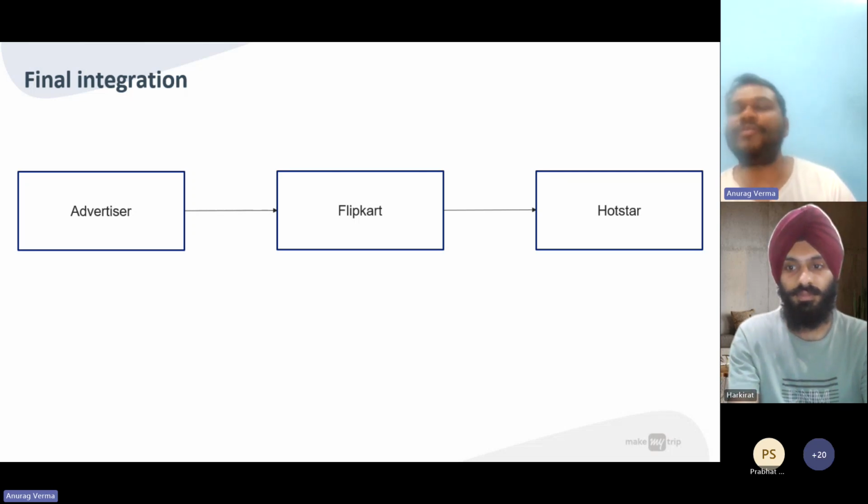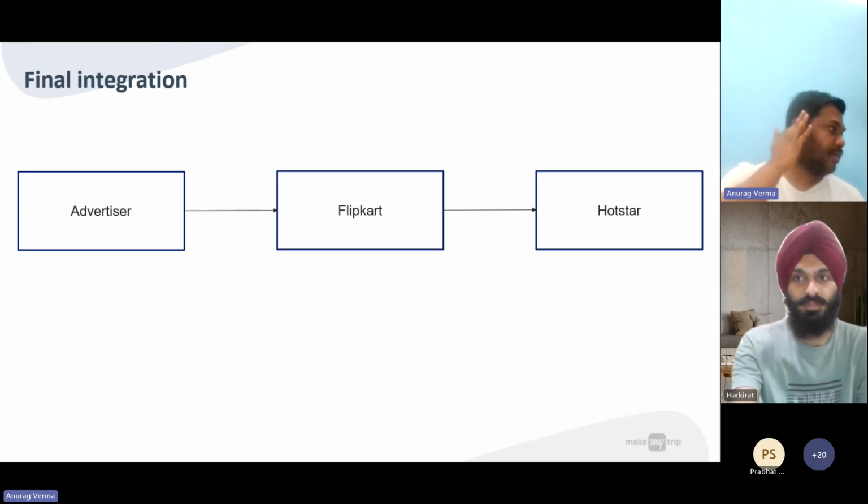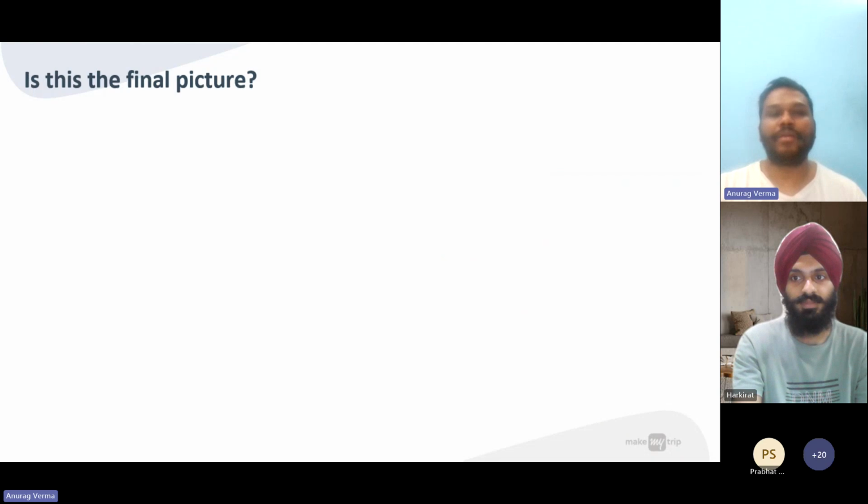So this is what we did, and this is how a publisher like Hotstar can scale advertising demand. This is how a player like Flipkart, which has serious aspirations in the AdTech space but does not have enough supply, can scale its ads revenue. So this is what it looked like. Now I'll add more layers to this. This is a very simplistic view again.